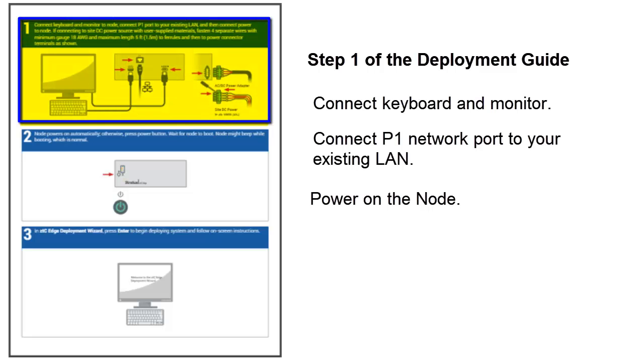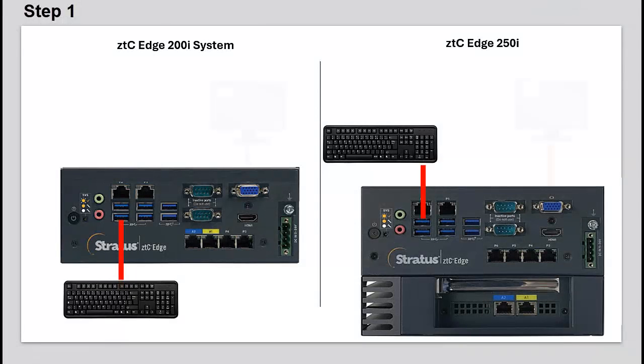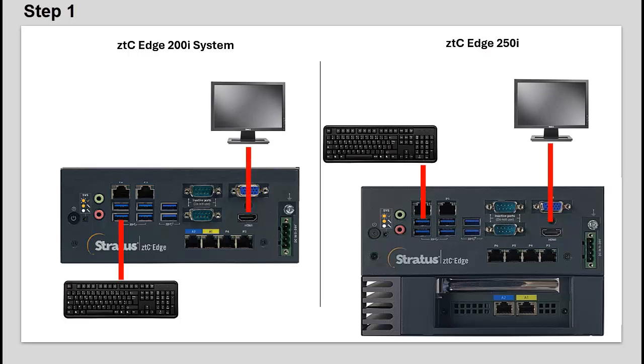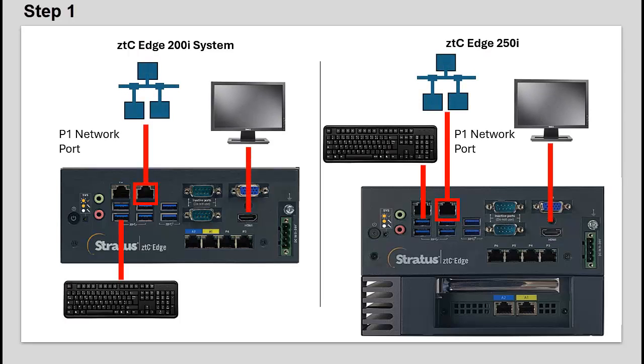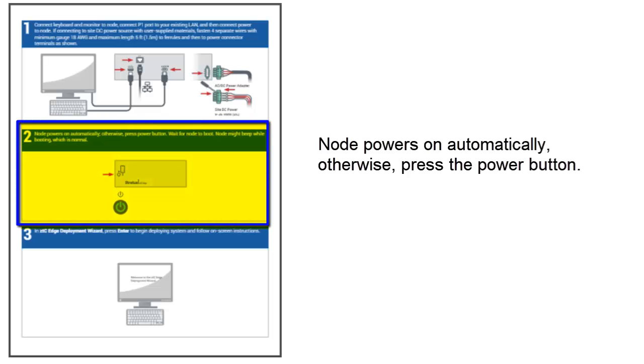This is step 1 of the ztC Edge deployment guide. To deploy a ztC Edge system, connect a keyboard and monitor to the node. Next, connect the P1 network port to your existing LAN, and power on the node. In step 2, the node powers on automatically, otherwise, press the power button. The node might beep while booting, which is normal.